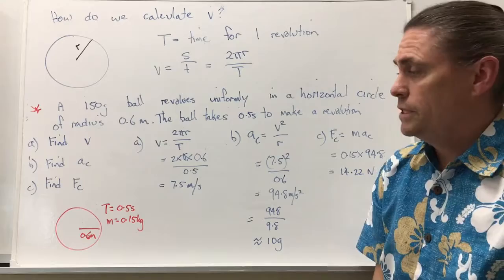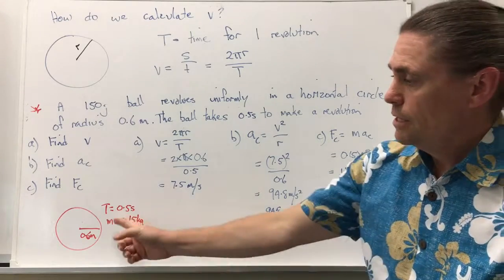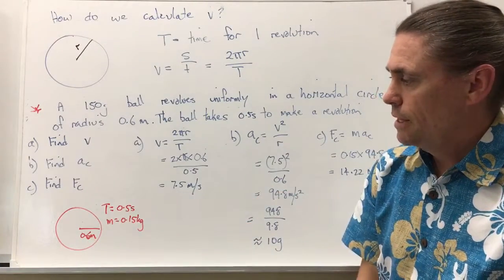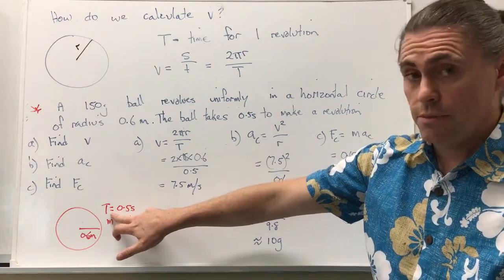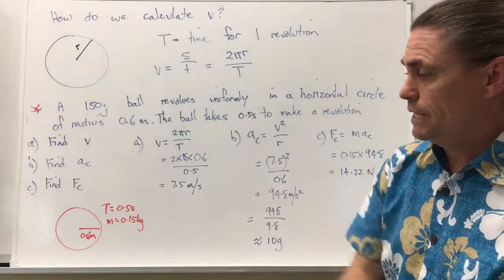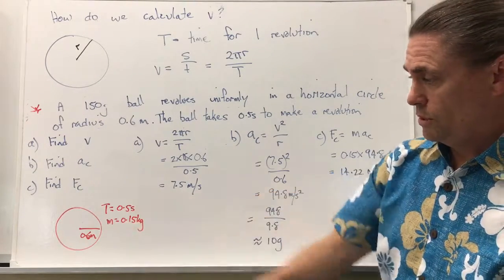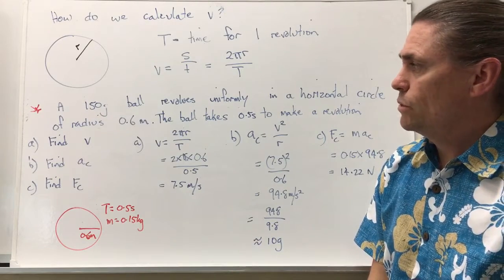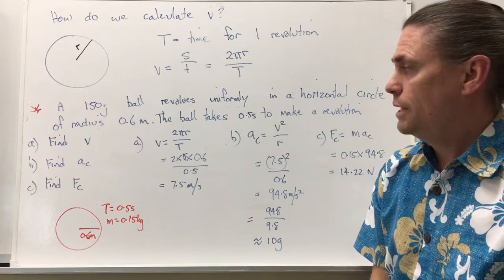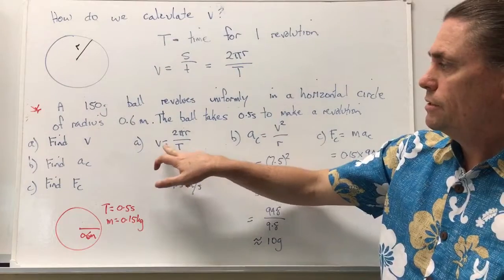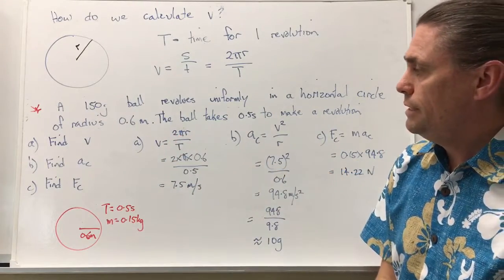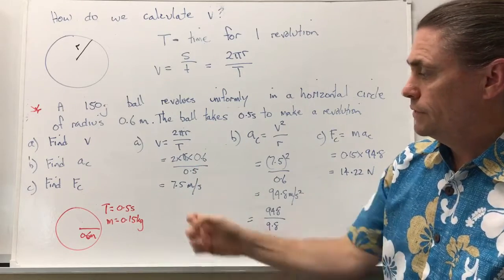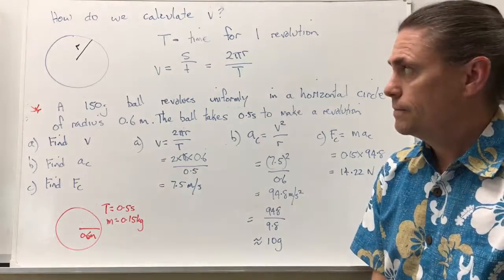So as we do with all of these problems, we draw a diagram first. So our object is travelling around this circle of radius 0.6 metres. We know that the period, or the time that it's going to take for one revolution, is 0.5 seconds. We know that the mass of the ball is 0.15 kilos, 150 grams. So the first thing we're looking for is the velocity of the object. We use our equation v equals 2 pi r over T. 2 times pi times 0.6 over 0.5 gives us 7.5 metres per second.